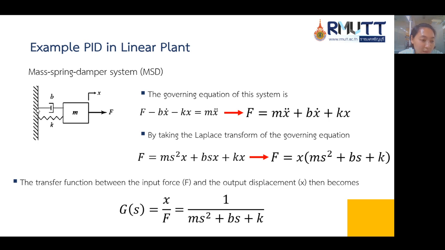Because if we give the force in here, force is the input, then this mass spring damper system will move, and the different position from start to the end position produces the displacement. The symbol is x. So this is the output of the mass spring damper system.